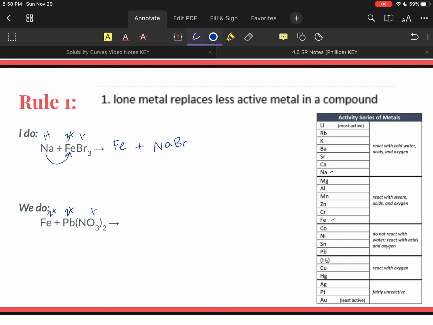So iron is going to try to swap with lead. Let me look and see. Iron is up here above lead. So yes, a reaction will occur. So now that means lead is by itself.